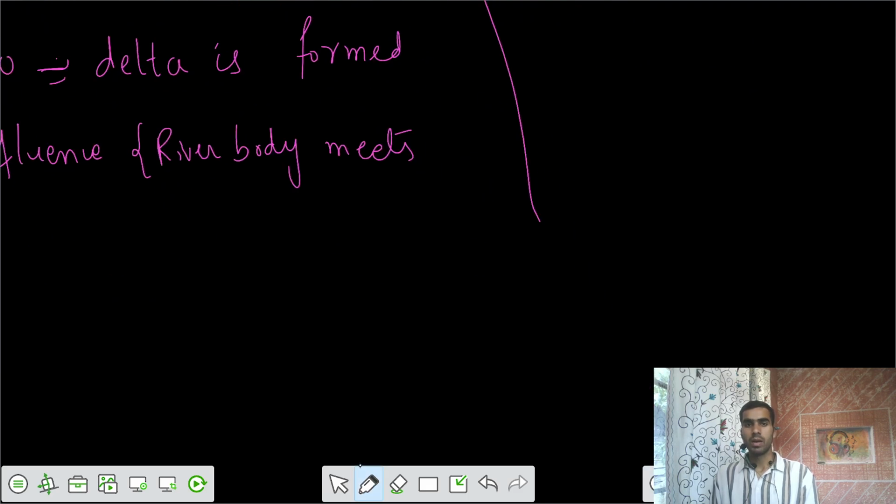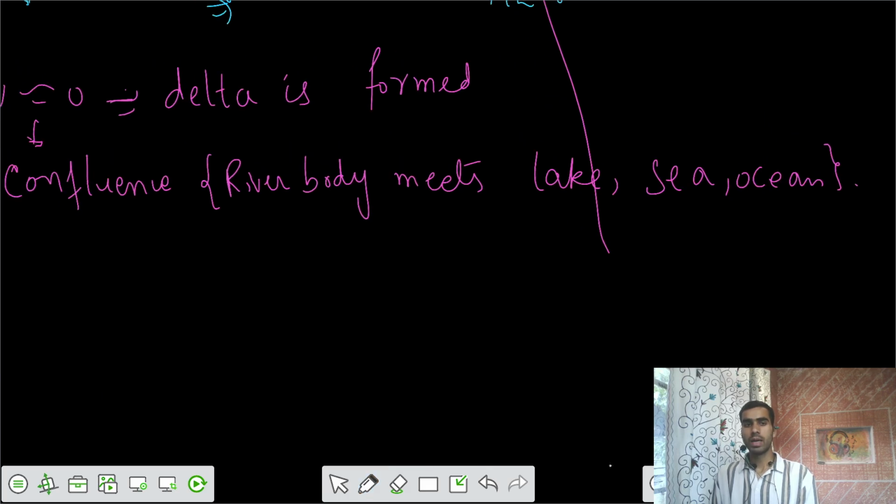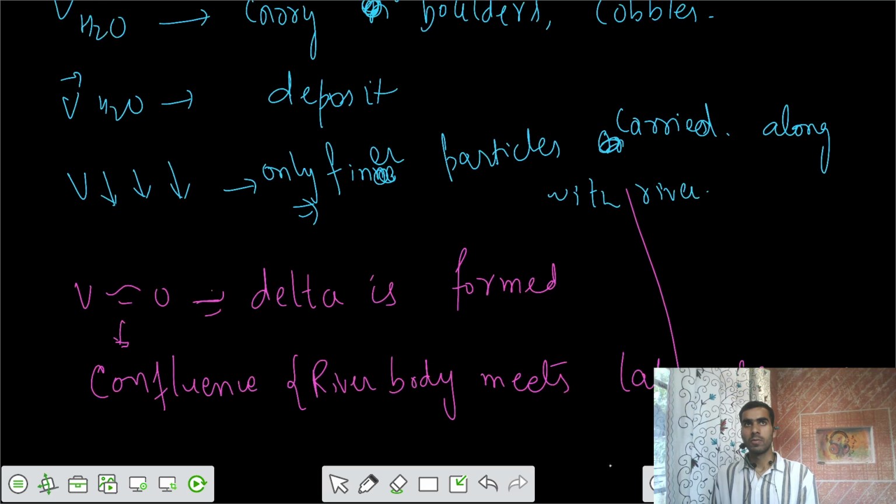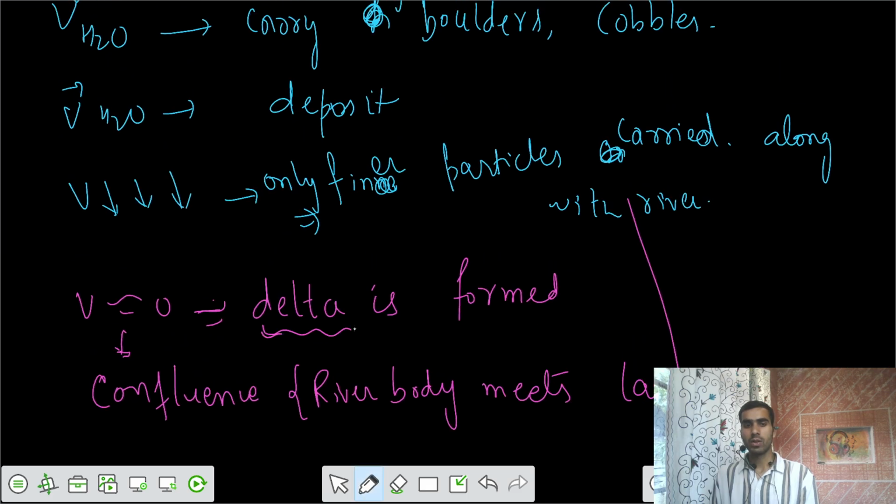It can meet a lake. It can meet some other stuff like a sea or ocean. So at the confluence of these, we have a kind of delta that gets formed. Near the location of the delta, we have finer soil particles accumulated, because the river's velocity is zero, so it's not able to carry the particles along with it now.